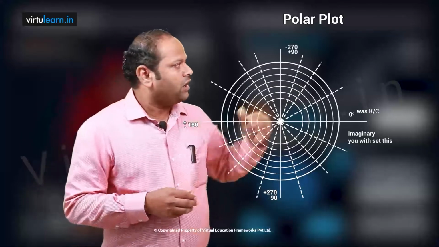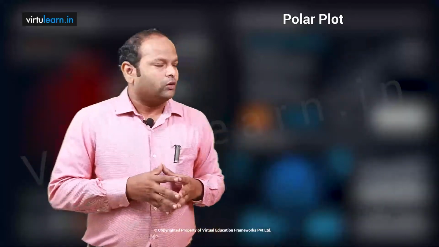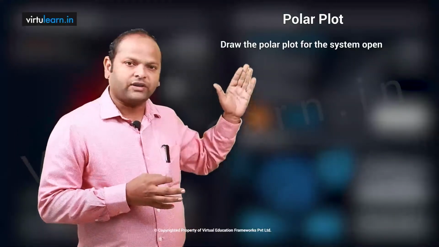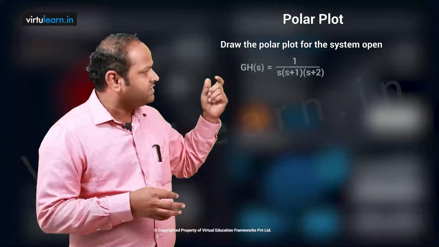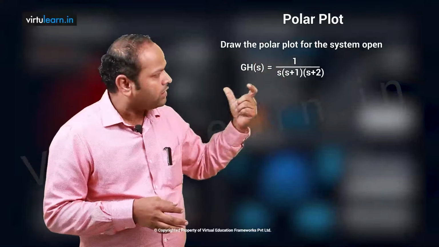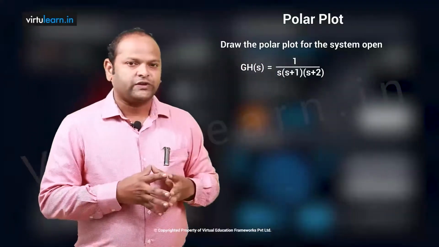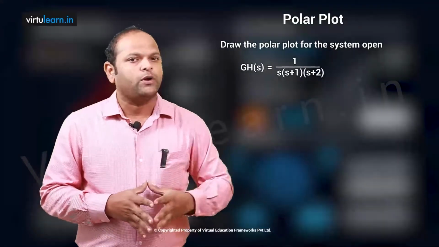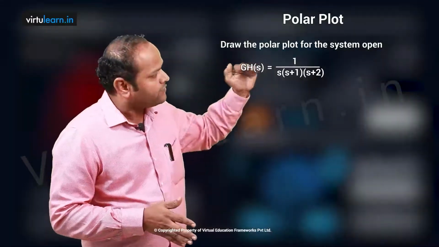Let us look at one problem and see how you can plot the polar plot on a polar graph sheet. Now, the problem statement goes like this. Draw the polar plot for the system whose open loop transfer function is given by G(s)H(s) equal to 1 over s into (s plus 1) into (s plus 2). So, the open loop transfer function is given. As we know, polar plot is drawn for the open loop transfer function, so it is directly available and from this we can start.